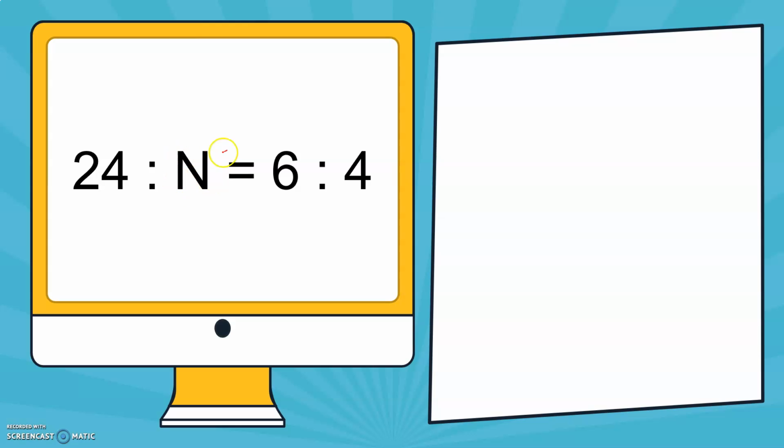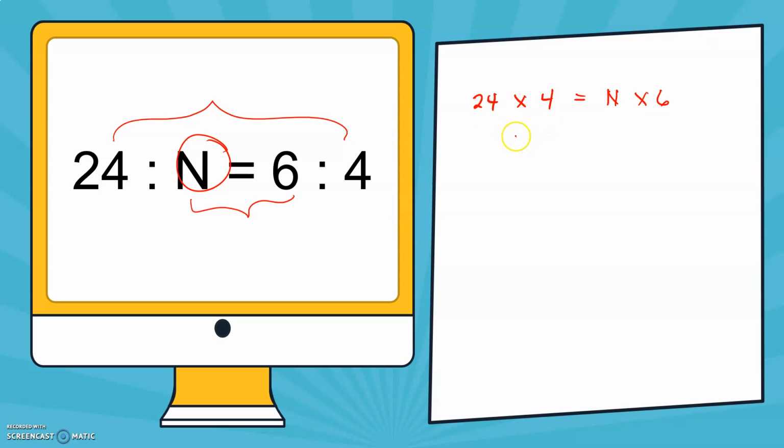Again, for us to find the value of n, we will just use the concept we learned wherein the product of the extremes is equal to the product of the means. So let's have 24 times 4 is equal to n times 6. 24 times 4 is equal to 96. Then we cannot multiply n and 6.